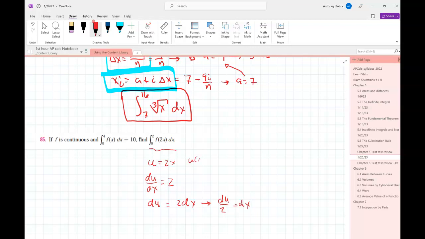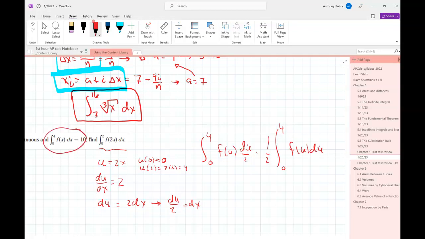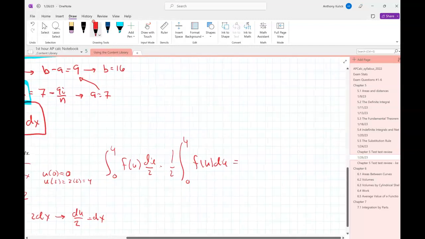If I do u of 0, that's 0. u of 2 is 2 times 2, or 4. So putting that together, I have the integral from 0 to 4 of f of u du over 2. If I just take the 1/2 out front, I have exactly what was given here, except the variable name is different. Does the variable name being different matter? No, it's still just 10, right? So this is just 1/2 times 10, or 5.